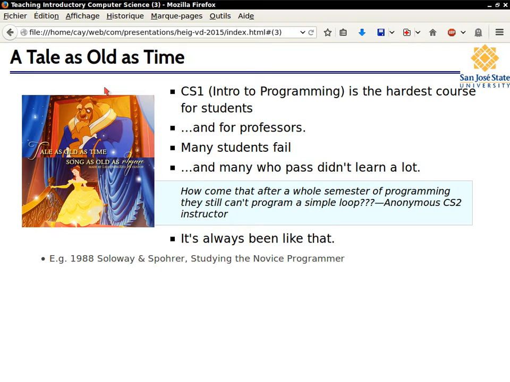CS1 is the hardest course for students by a good margin when one polls students in the computer science curriculum, and also for non-majors who have to learn programming. Students forever complain it's a difficult course. They're surprised how challenging it is. It's also the hardest course for professors to teach.